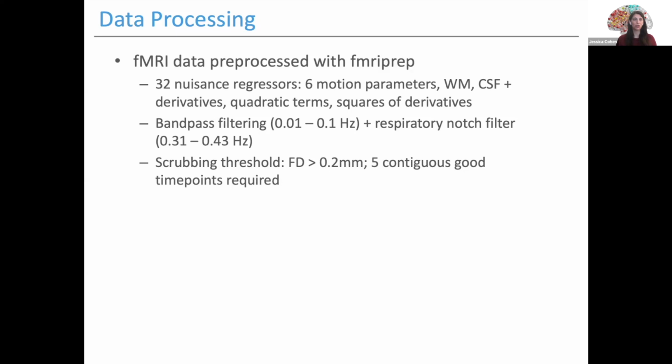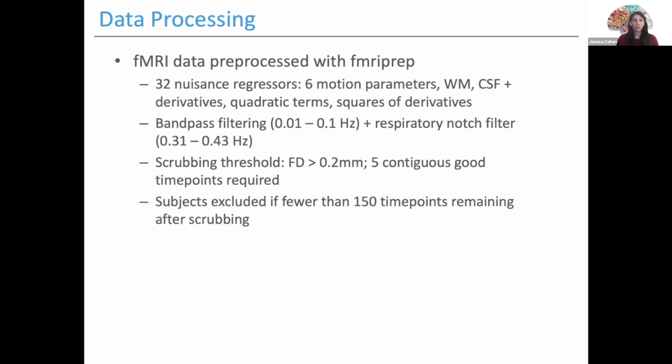And our scrubbing threshold was a frame-wise displacement of greater than 0.2 millimeters. We also excluded any portions of time points that had fewer than 5 contiguous good ones. Our subjects were excluded if fewer than 150 time points were remaining after scrubbing. We did not see any differences in mean frame-wise displacement or motion in the scanner across the groups.